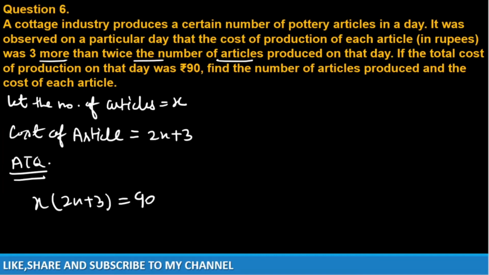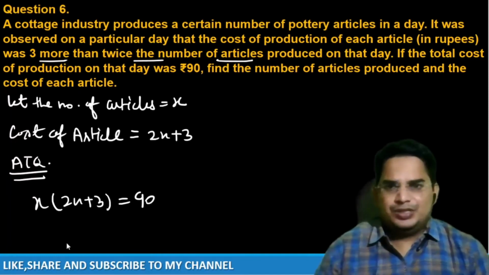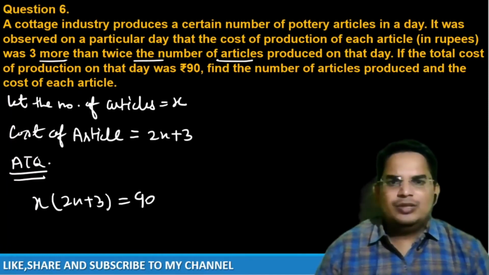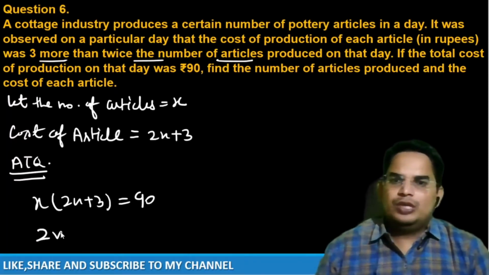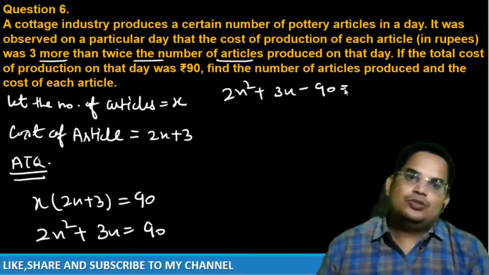Okay, I think it will not take my whole space, so I will be here. Okay, fine. You can see now what I will do. I will multiply. So it becomes 2x square plus 3x is equal to 90. So how can you write? You can write 2x square plus 3x minus 90 is equal to 0.